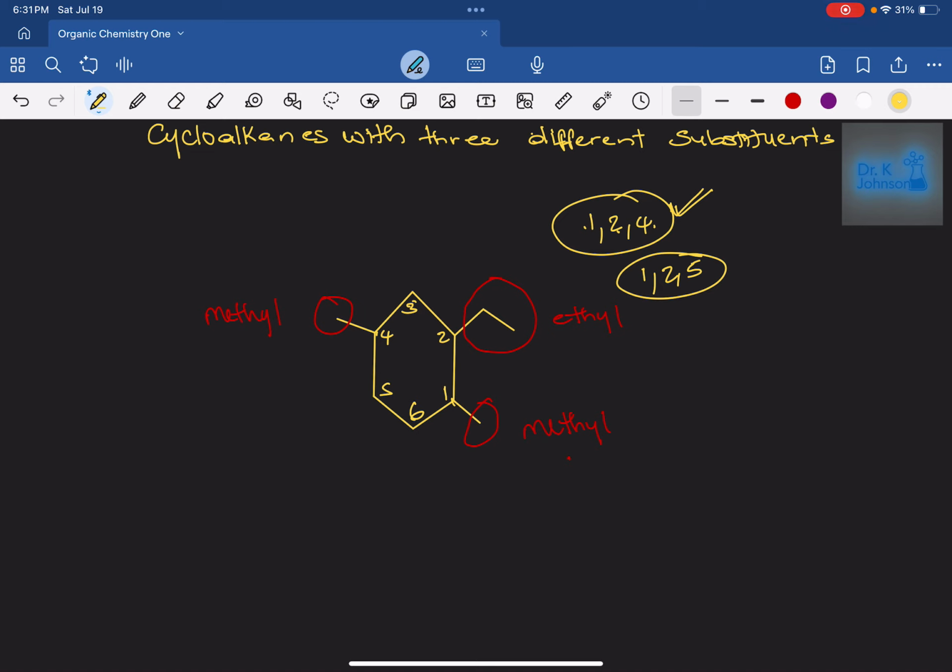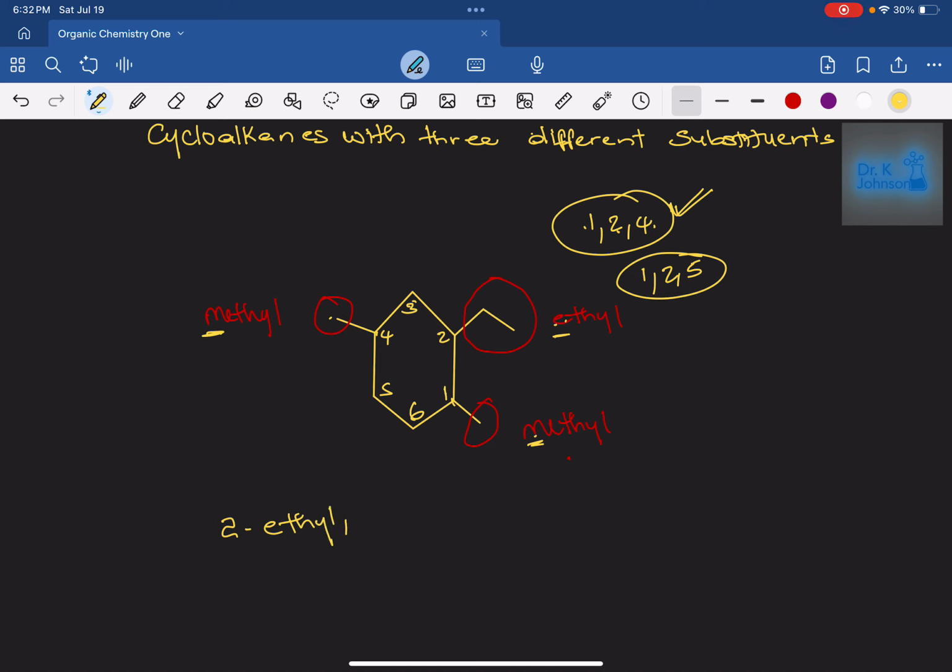Remember, once you've done your lowest combination of numbers, you list the substituents in alphabetical order. So on carbon 1, I have methyl. On carbon 2, I have ethyl. On carbon 4, methyl. Remember, once you have that lowest combination, then just list them in alphabetical order. Find your substituents and what they begin with. E is lower than M in the alphabet, so you write 2-ethyl.